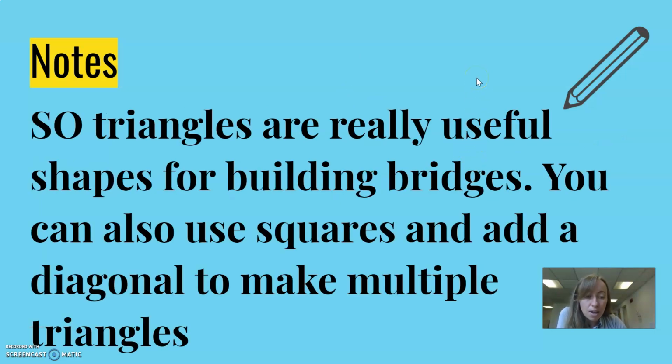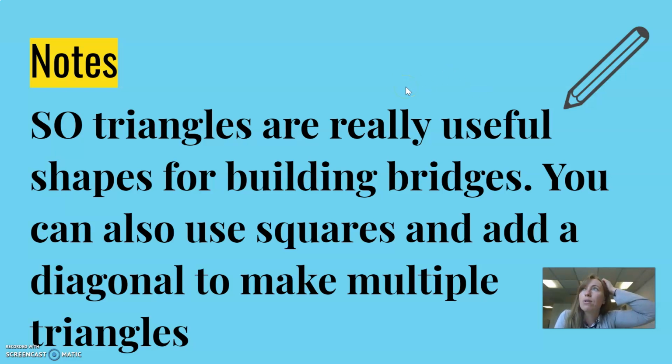So triangles are the most useful shape for a lot of structural design, and especially bridges as we're thinking about building these. You can also use squares or rectangles and add a diagonal to make multiple triangles.